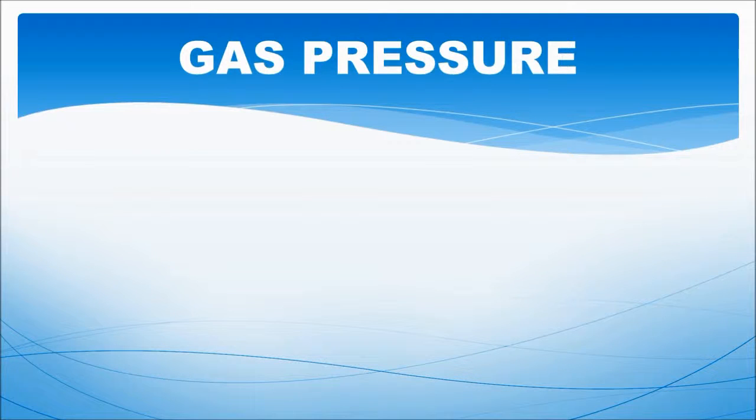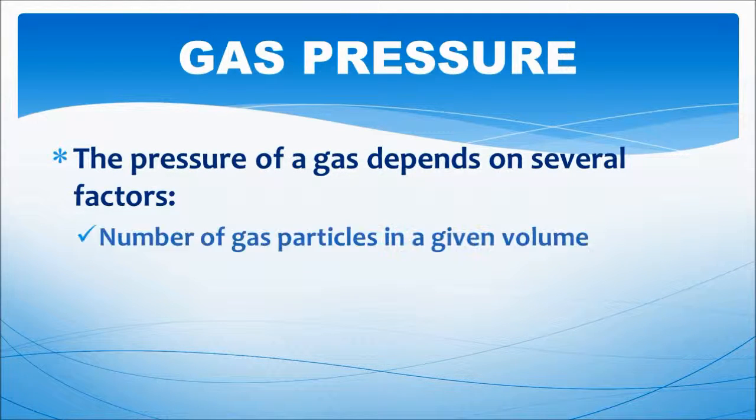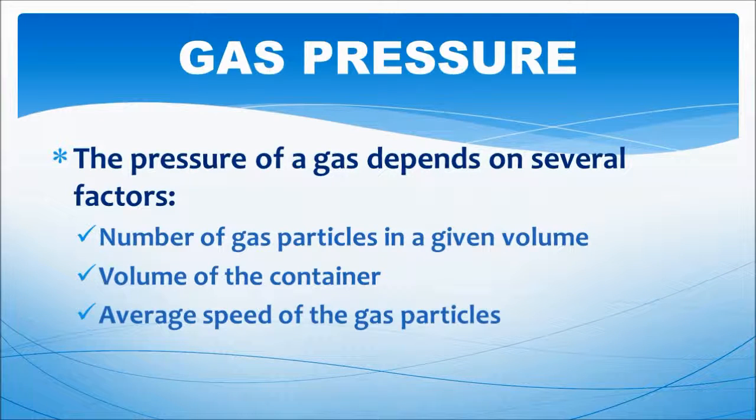Gas pressure. The pressure of a gas depends on several factors: the number of gas particles in a given volume, the volume of the container, and the average speed of the gas particles. This gas pressure is a result of the constant movement of gas molecules and their collisions with the surface around them.